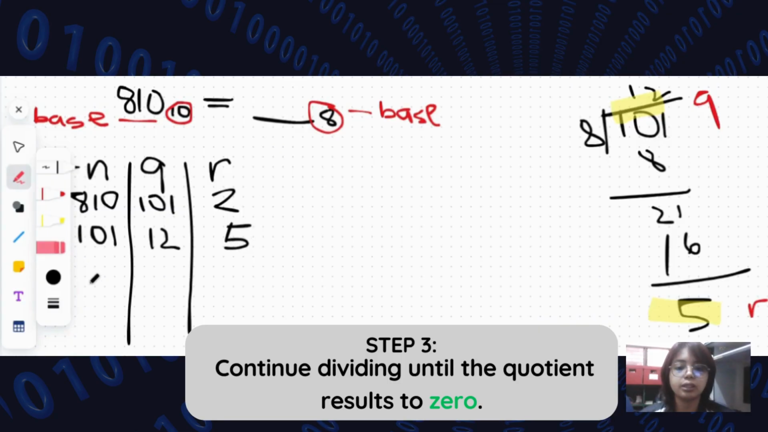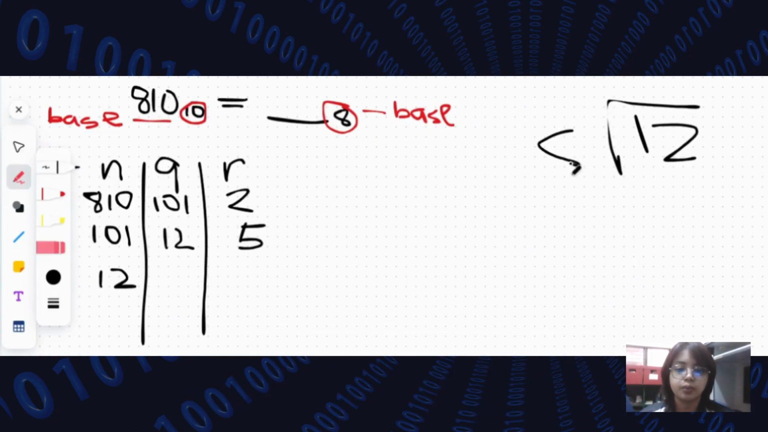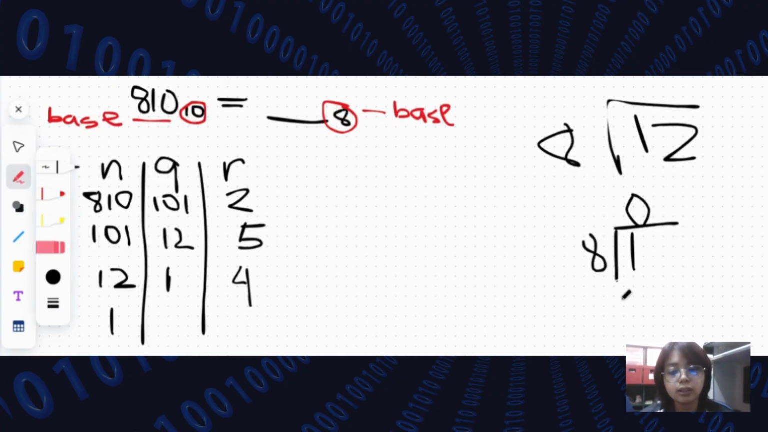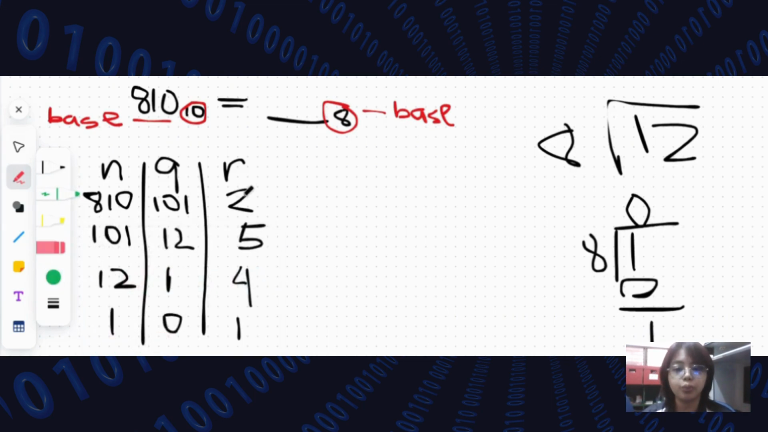So with this, we will just continue the process until we reach the quotient of 0. So let us continue. 12 divided by 8, obviously, it is 1. So we have to write 1 in the second column and a remainder of 4. So for the next step, again, the n divided by the divisor is, so 1 divided by 8 is 0. And that's right, we reach the quotient of 0, so we will stop computing.